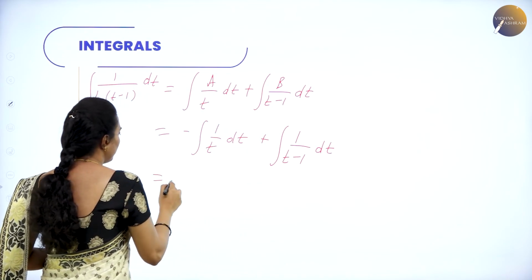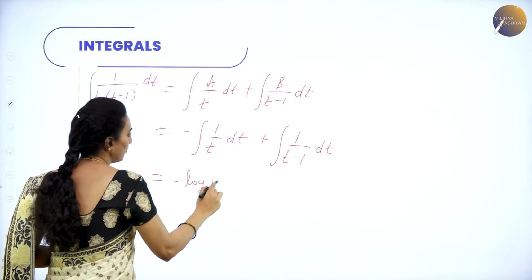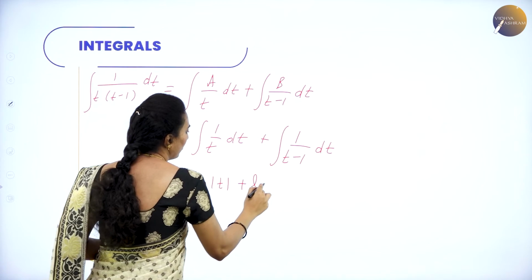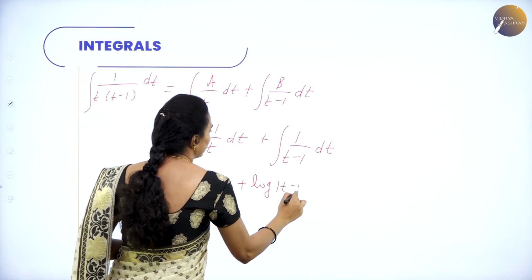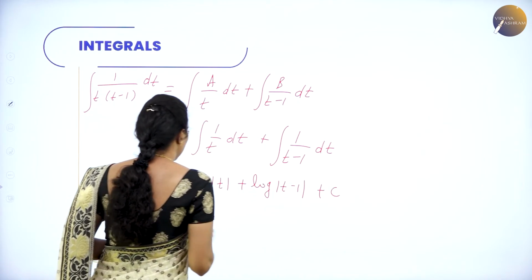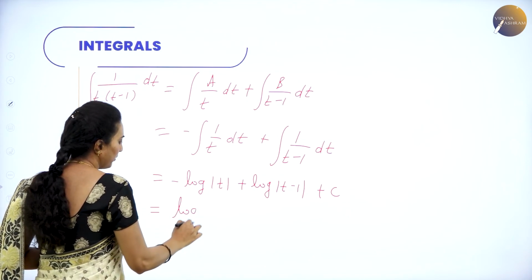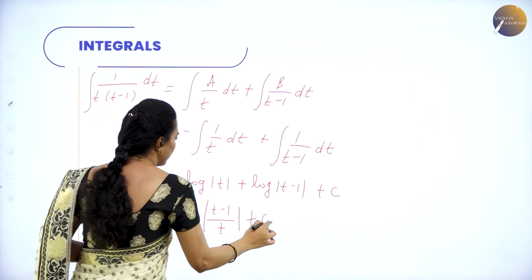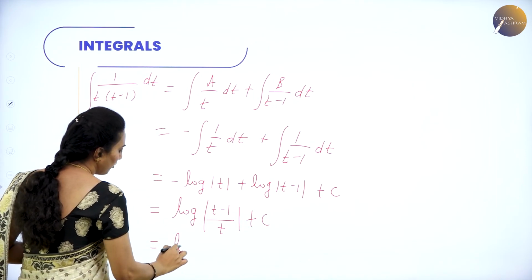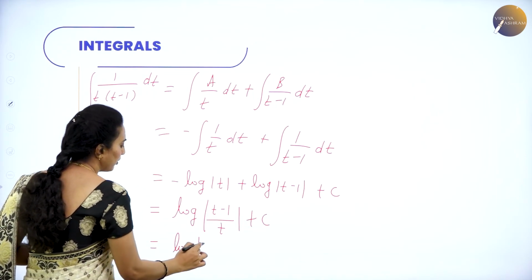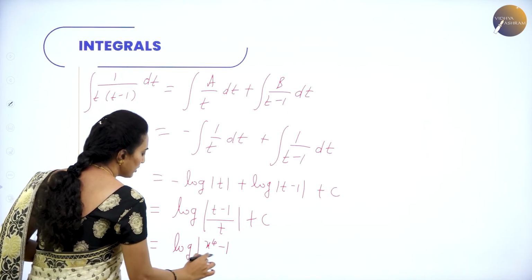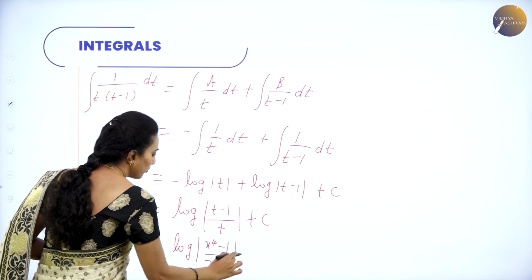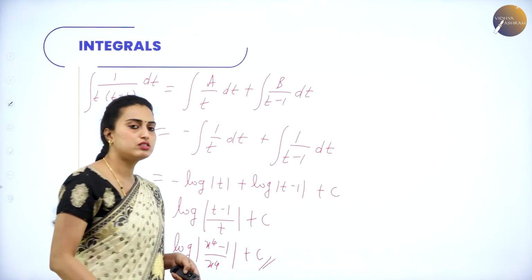Now, therefore, this will become minus log of modulus of t plus log of modulus of t minus 1 plus c. Now writing this in the form of log m by n: log of modulus of t minus 1 divided by t plus c. Here t is nothing but what we substituted, so it is log of modulus of x to the power of 4 minus 1 divided by x to the power of 4, plus c. And this is your final answer.